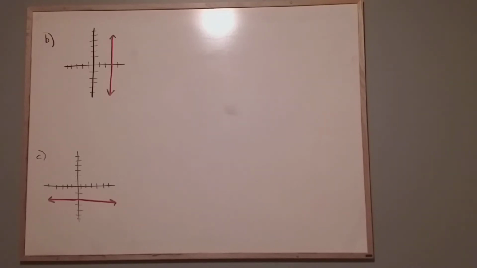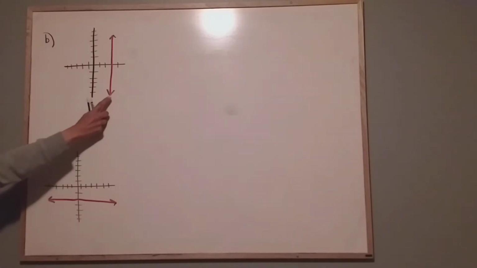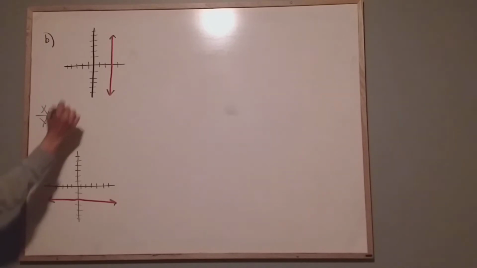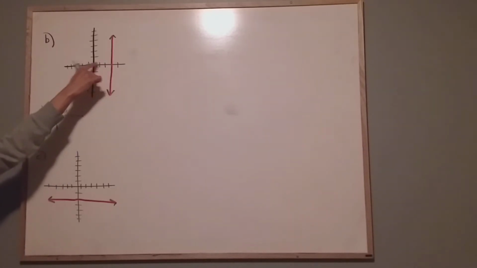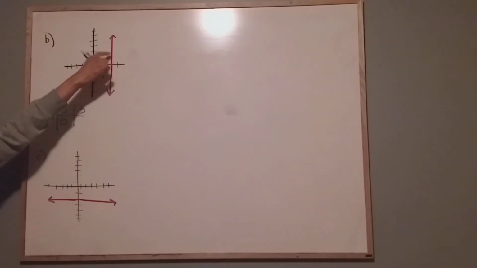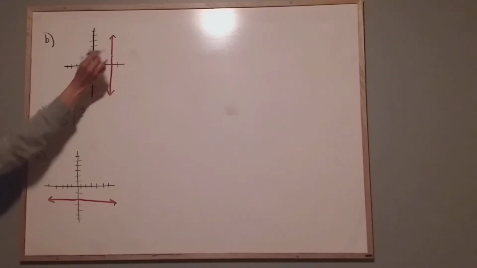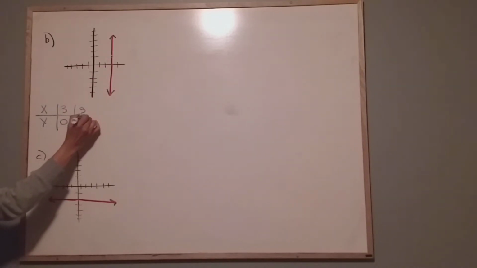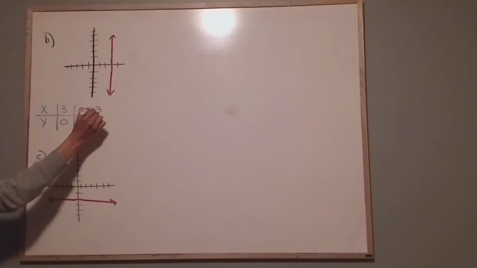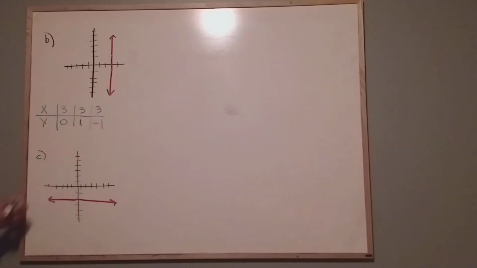Now let's look at example B. If I look at example B, I have a vertical line. So if I were to make my table x, y, when x is equal to 3, y is equal to 0. When x is equal to 3, if I want to find this point, y is 1. If I want to find this point, x is still equal to 3 and y is equal to negative 1.